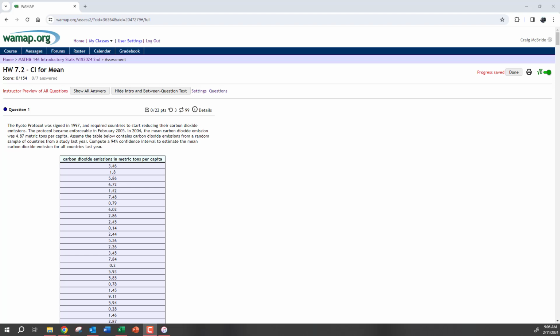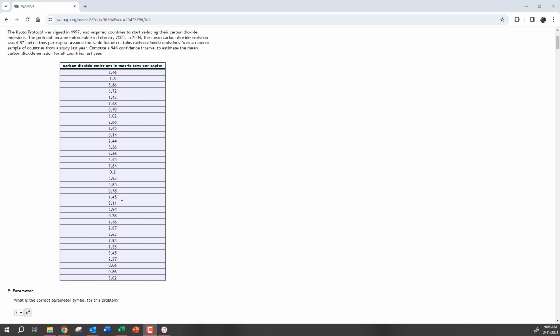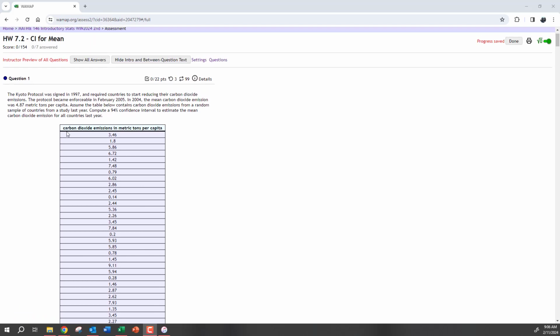Okay, let's go through an example of working to find a confidence interval for a mean. So here's a typical type of question you'll come across. In this particular scenario, they give you a list of data, right? A table of data set where these are all averages, right? Taken from different countries last year. And it's the carbon dioxide emissions in metric tons per capita.